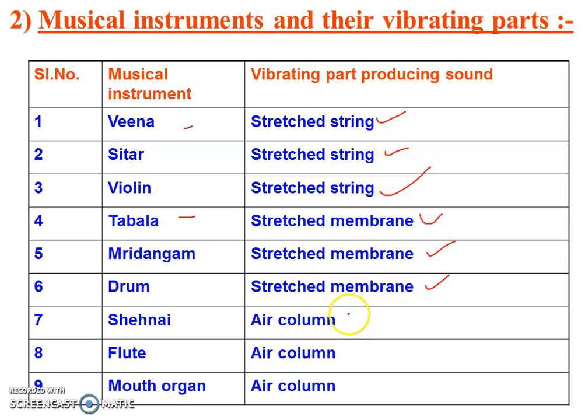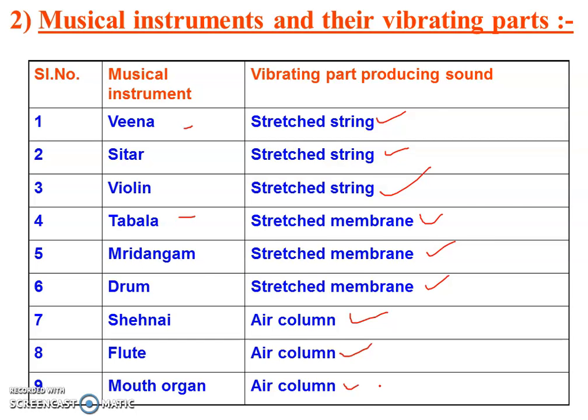Senai. In the senai, there is an air column inside. When we blow, the air vibrates and produces the sound. In the flute, inside the tube of the flute, there is an air column. When we blow the air, we get the sound. In the mouth organ, there is also an air column, and when we blow the air, we get the sound.